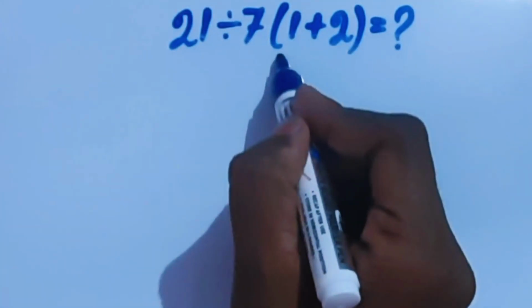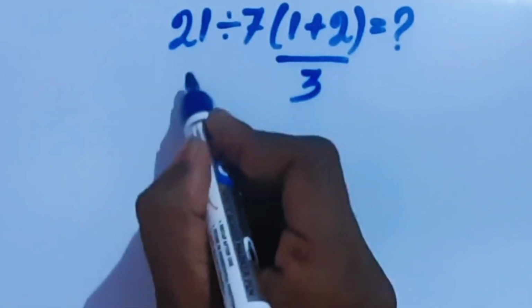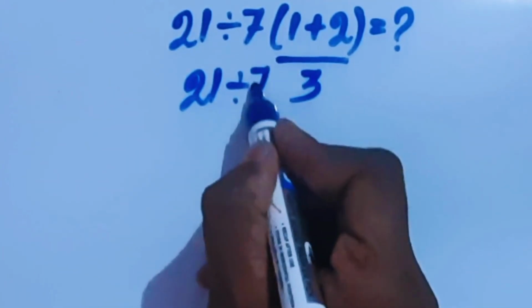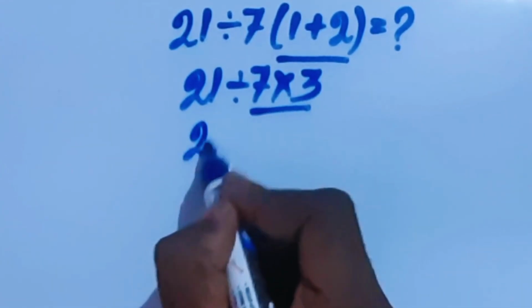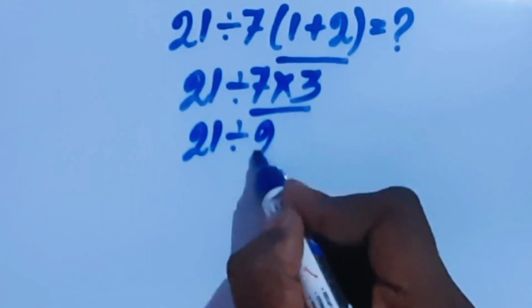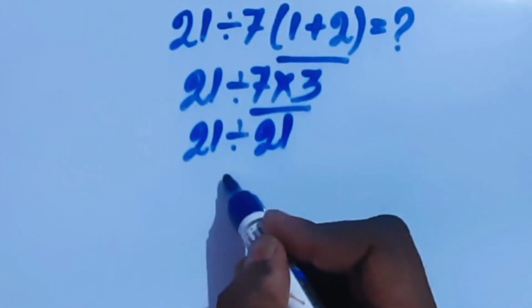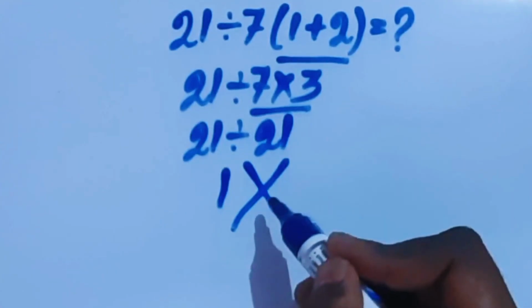Hi guys, here 1 plus 2 is 3. This is 21 divided by 7 times 3. Now 21 divided by 7 times 3 is 21. Now 21 divided by 21 is 1. This is the wrong answer as per the order of operations.